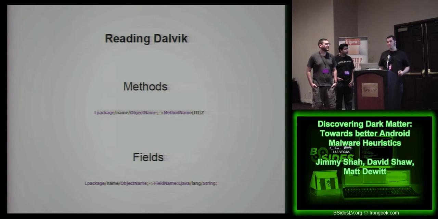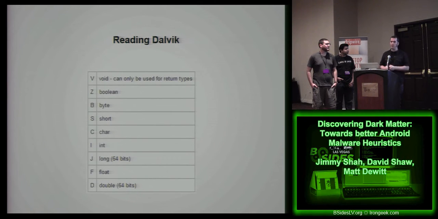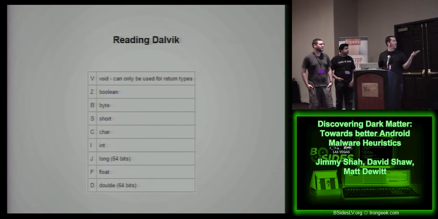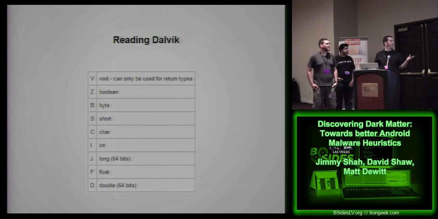Our value here is Z, which is a Boolean. I'm going to talk about that next. And then we have some fields, which are basically the same thing, but it's more pointing to the Java fields. So, reading Dalvik, these are all the different types. We have voids, booleans, chars, integers, floats, and so on and so forth. I think you get the picture.